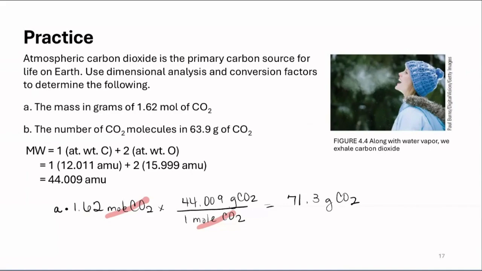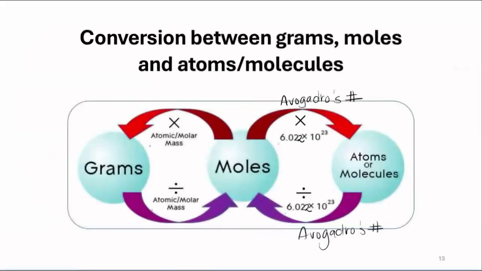In example B, we have to discover what is the number of molecules of CO2 in 63.9 grams of CO2. So to set up letter B, we're going to write down the amount given, 63.9 grams of CO2. And if we go back to slide 13, if I am given grams and I need to go to moles, I need to divide by the molar mass.